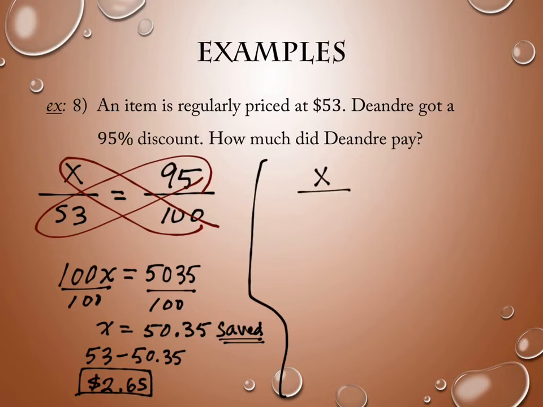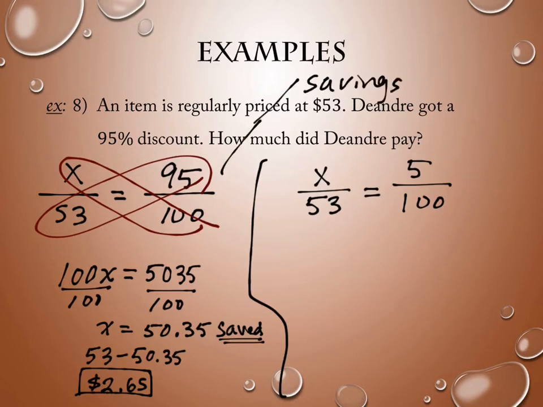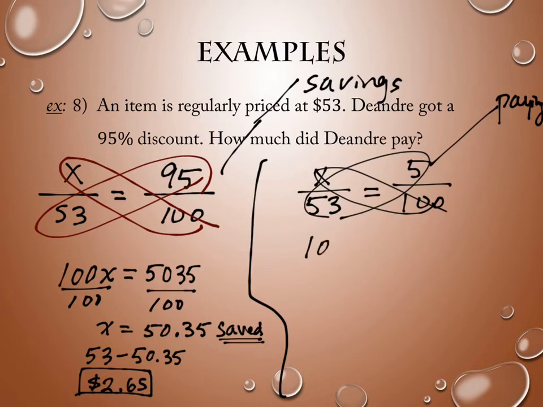What we could do when we set up x over 53 is we could set it up so that it's actually 5 over 100. If he's saving 95%, then he's paying 5%. Are you with me? So we could take into consideration at the beginning instead of at the end the fact that we're paying 5% as opposed to saving 95%. If we work through the problem like this, we're going to have 100x. It's going to be 53 times 5.